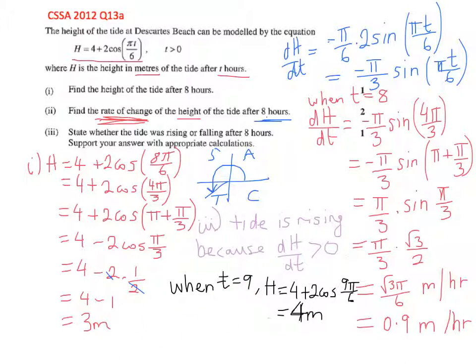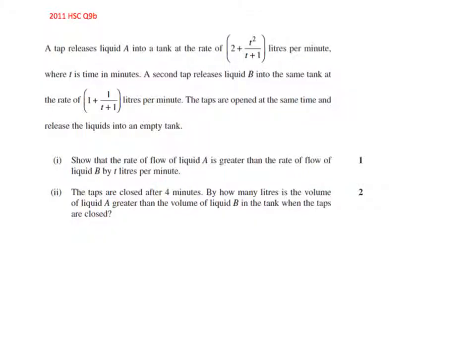You can see as well that the tide is rising. It's risen from 3 to 4 metres. So you need to answer the question first, state whether it's rising or falling, and then you need to also support your answer with calculations. So put in some little bit of information like that, or a little bit of information like this. Okay, for the 1 mark. Alright, question.